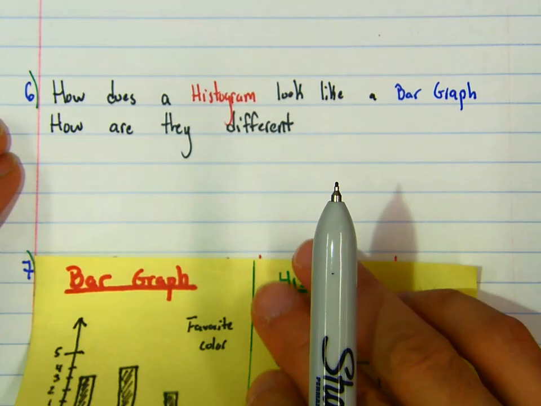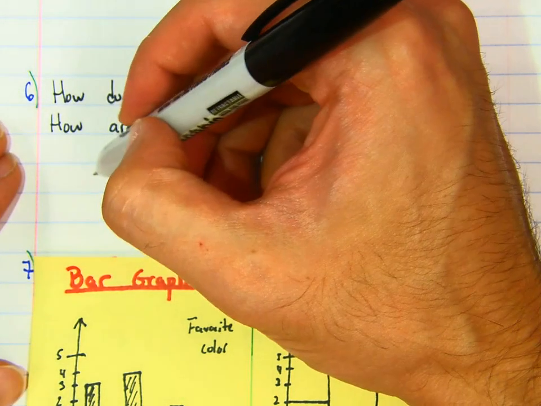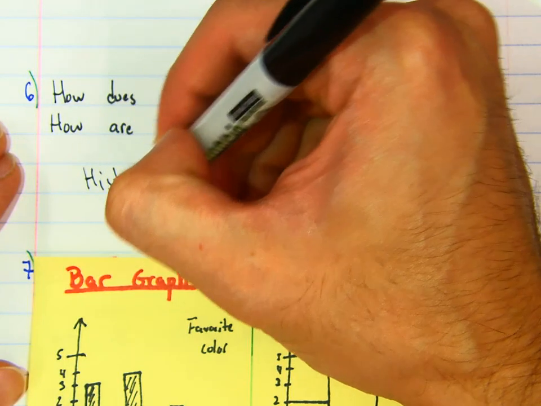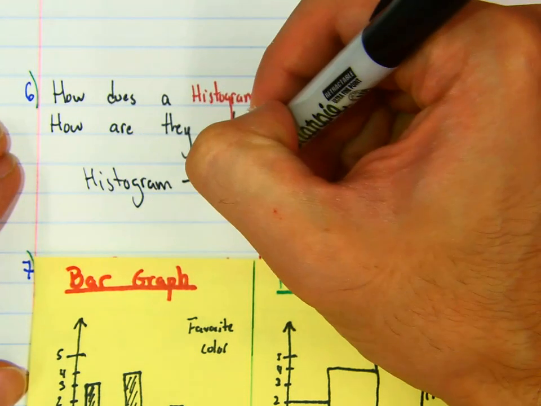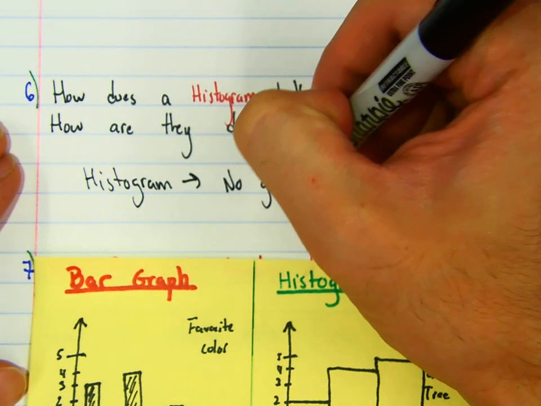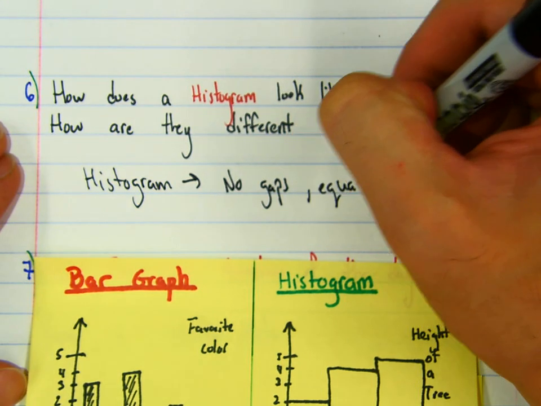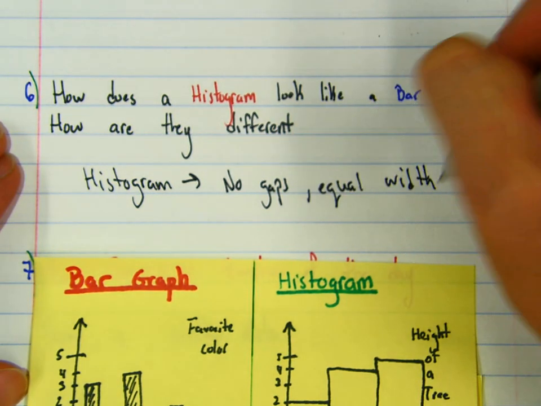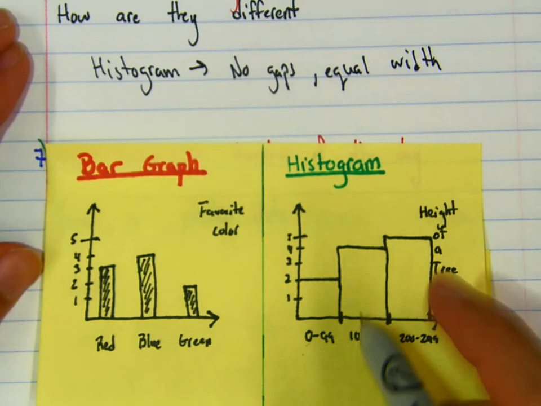So I guess we could write it down over here. Histogram: no gaps, equal width, right? Equal width in terms of the rectangle.